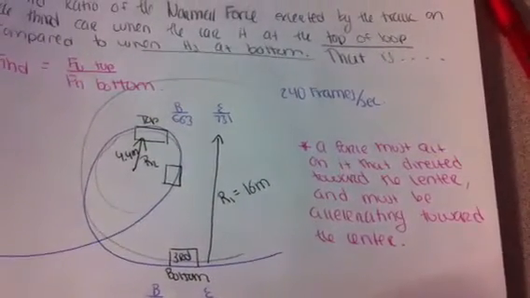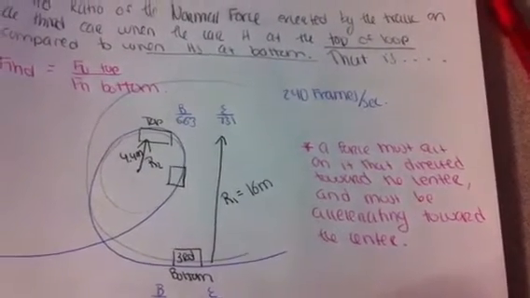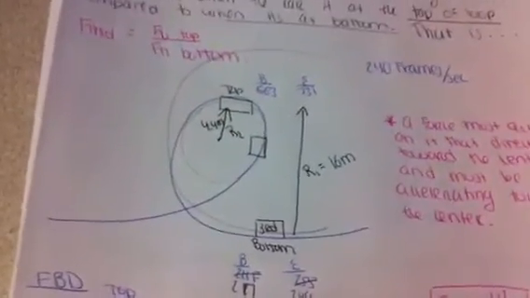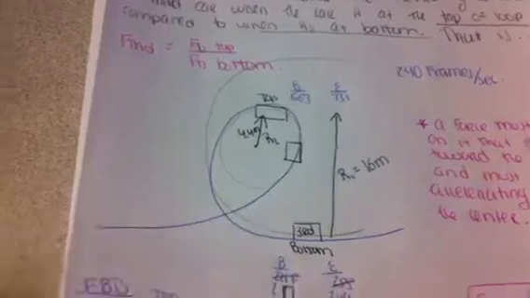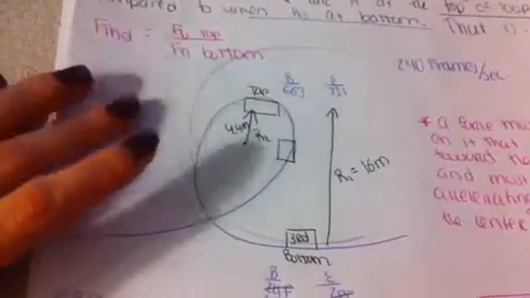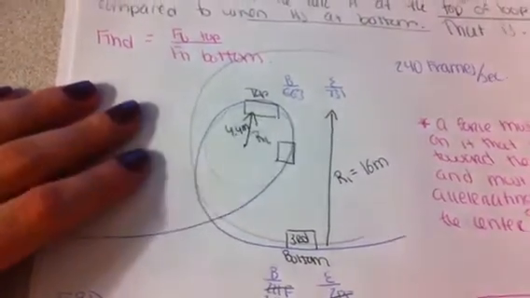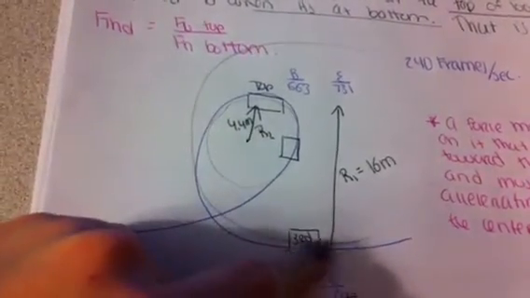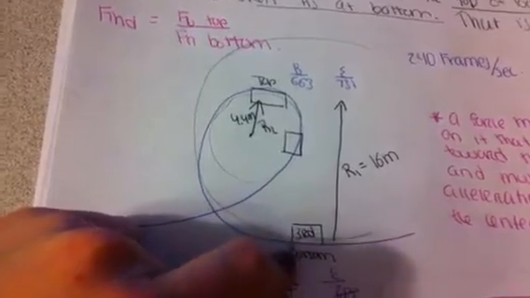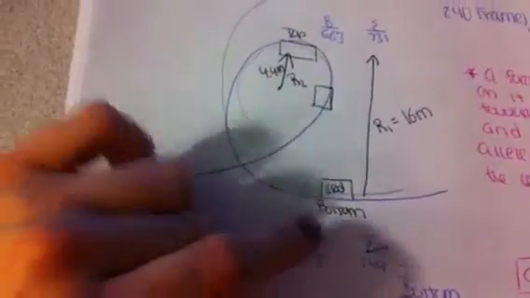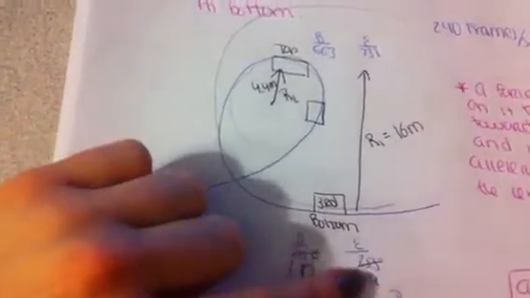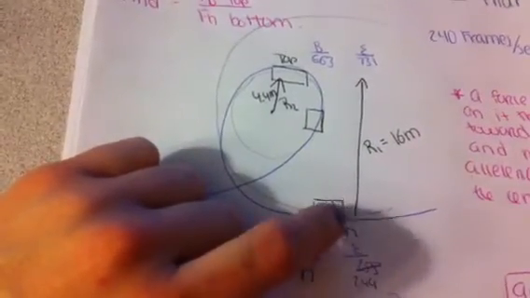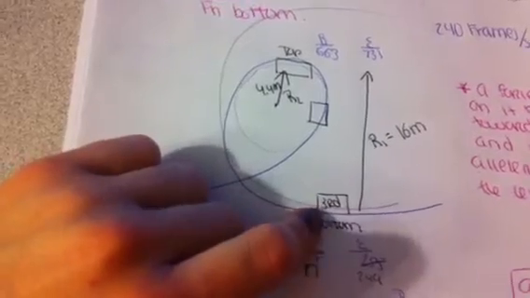A force must act on it directed toward the center, and it must be accelerating towards the center. So what I did was draw out the roller coaster. I was just paying attention to the third car, and I made sure that I measured the beginning of the third car and the end of the third car so that I'm able to get the velocity later, so that I'm able to measure the time from here to here.